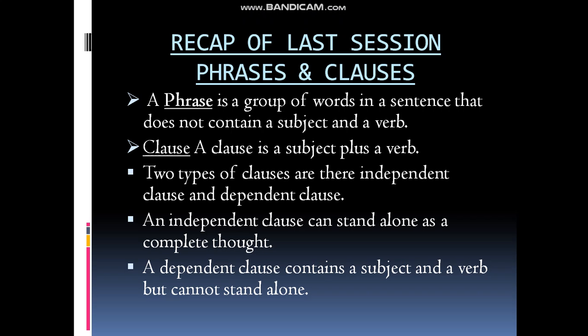So what is a phrase? A phrase is a group of words in a sentence that does not contain a subject and a verb. Whereas the clause, it contains a subject and a verb. There are two types of clauses, independent and dependent clause. Independent clauses can stand alone as a complete thought, whereas dependent clauses are like climbers. They contain a subject and a verb, but they cannot stand all alone. So I hope you are clear with the concept of phrases and clauses.